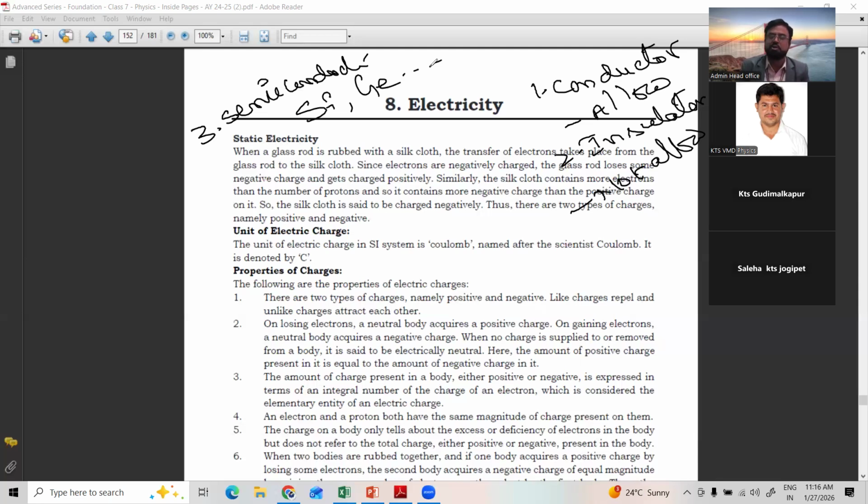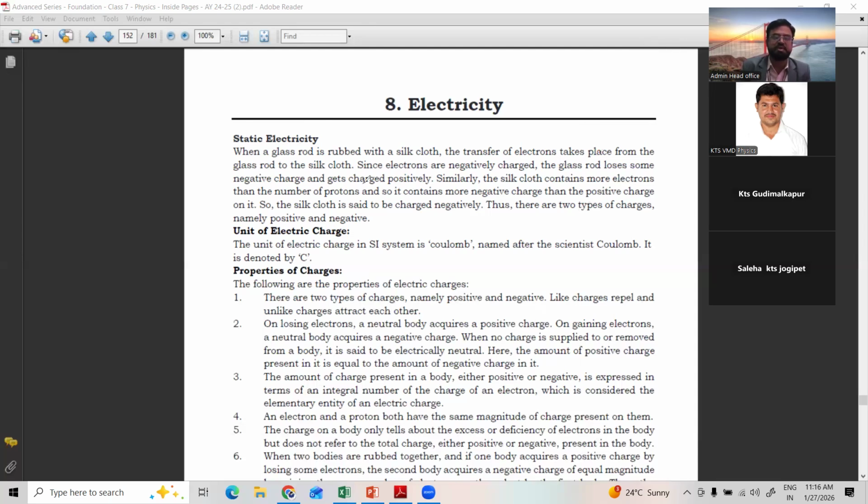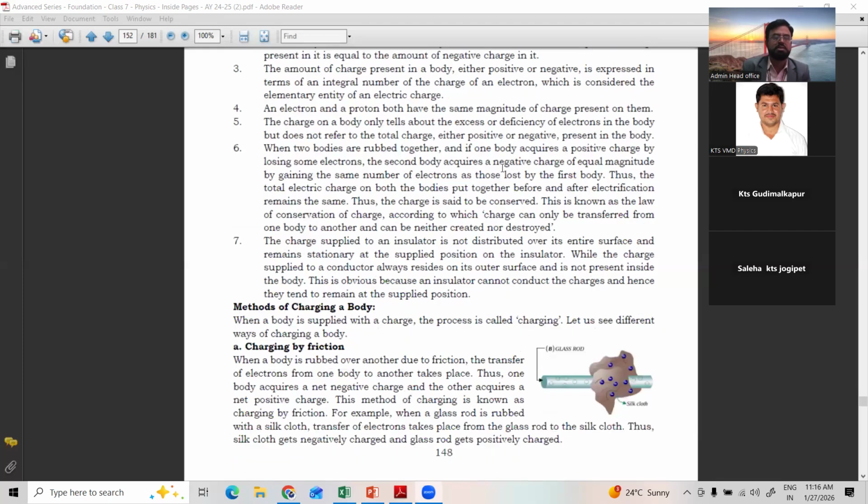But mainly we'll discuss the materials which allow the current, called conductors, which do not allow the current, called insulators, which partially allow the current, called semiconductors, right? So these are the three classifications of electric materials, right?